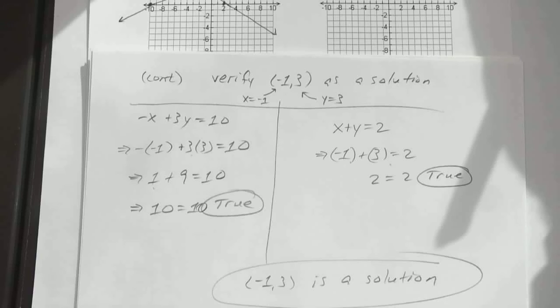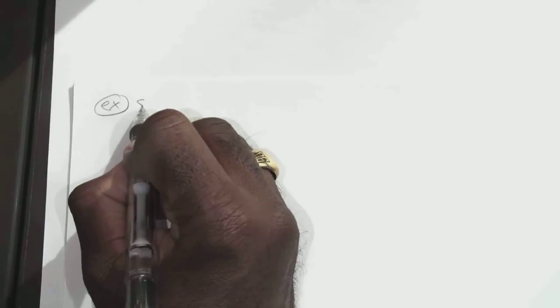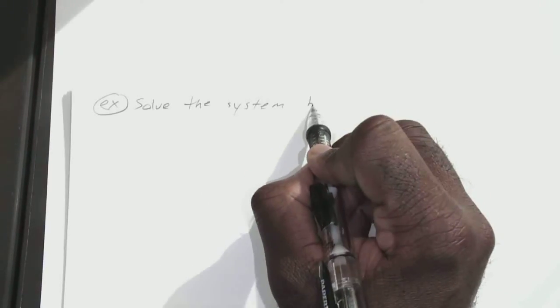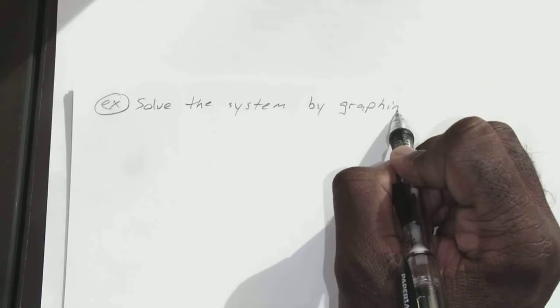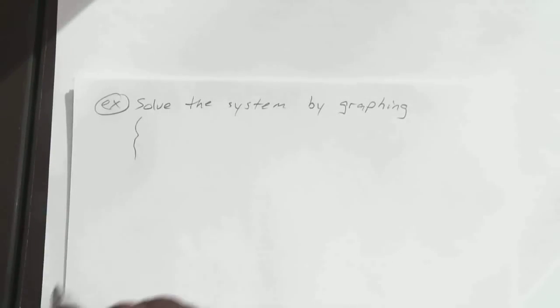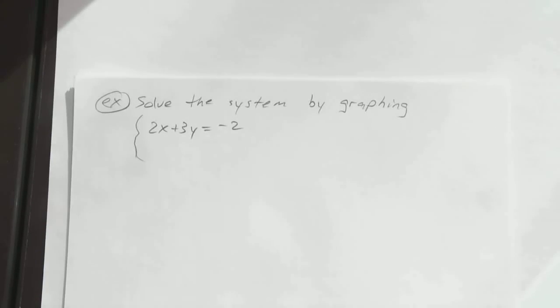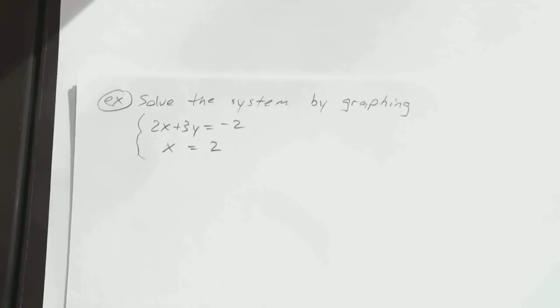Okay, so let's say if we, I'll do this one. Anyone's still writing? Oh, leave it up for a few more seconds. All right. Okay, so let's say if we wanted to solve the system by graphing. Let's say you have 2x plus 3y equals -2, and x equals 2.